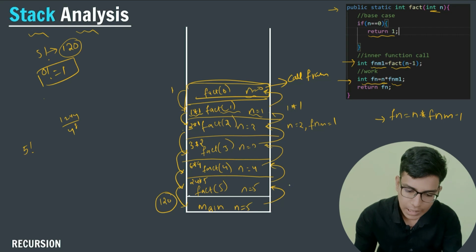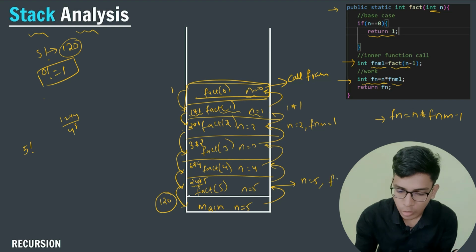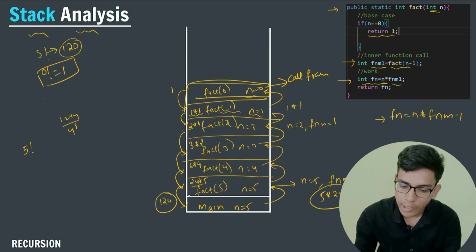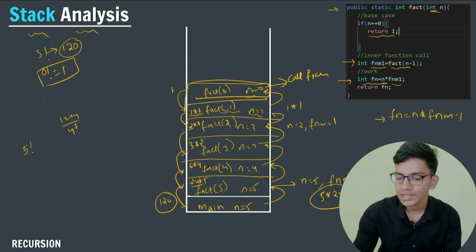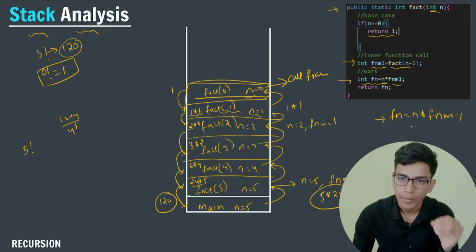But here you can see that the n value is 5, and I am multiplying it with the returned value. Here the returned value, that is factorial of n minus 1, is equal to 24. So I am multiplying 5 into 24, and this will give me 5 factorial. So this is how I can calculate the factorial of the given number.